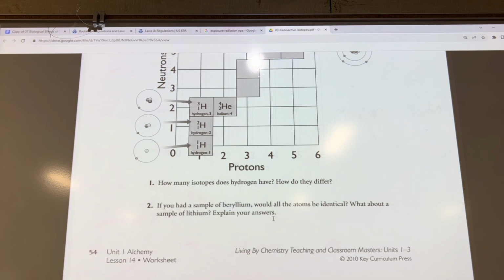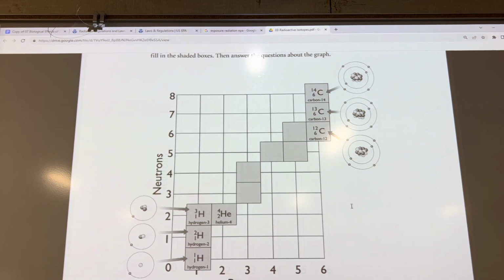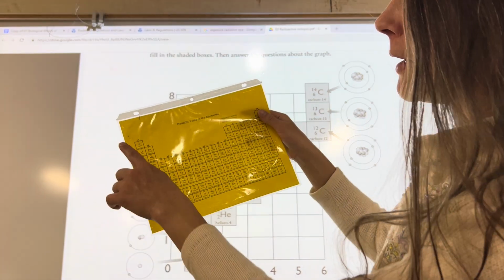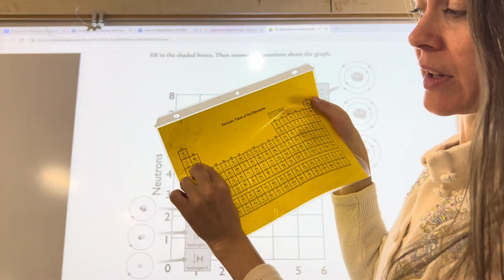Let's keep going. Number 2 asks, if you had a sample of beryllium, would all the atoms be identical? And what about a sample of lithium? And I do not expect you to have this memorized. I don't have the periodic table memorized. It asks about beryllium though. I would go to my periodic table and I would look for the Be. I see here, element number 4 is beryllium.